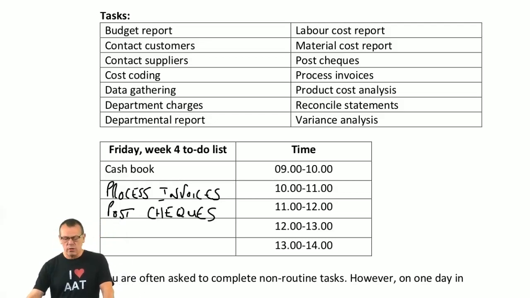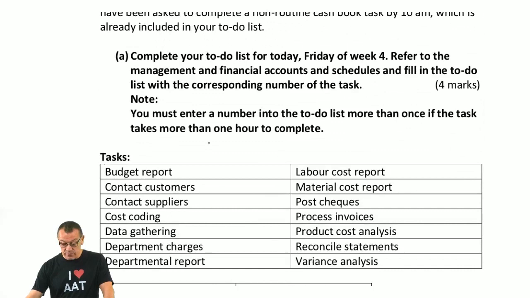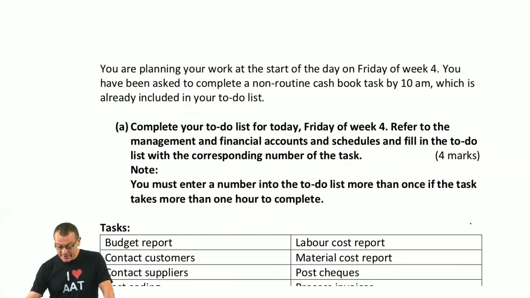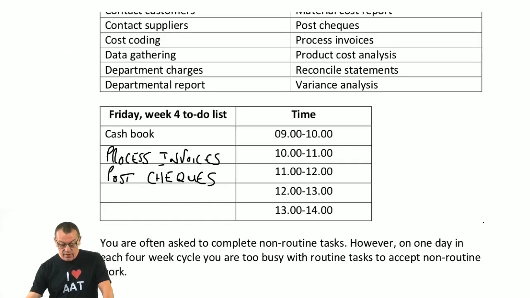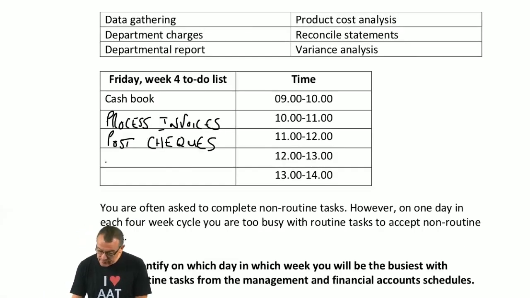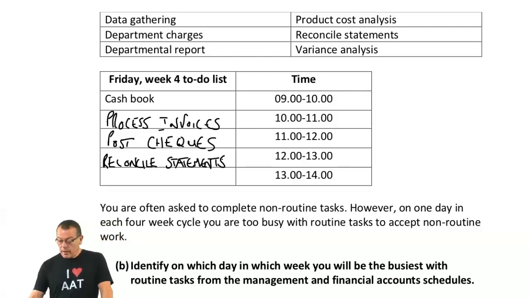What needs to be done by 1 o'clock? Now, looking back up, I vaguely remember something that we've just seen. So let's go back up to 1 o'clock. By 1 o'clock on Friday, we have to reconcile statements. So we scan back down and insert there, reconcile statements, which is the third one.